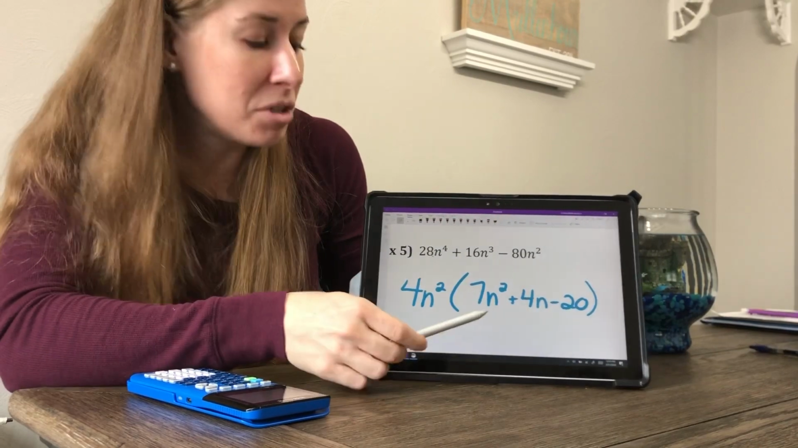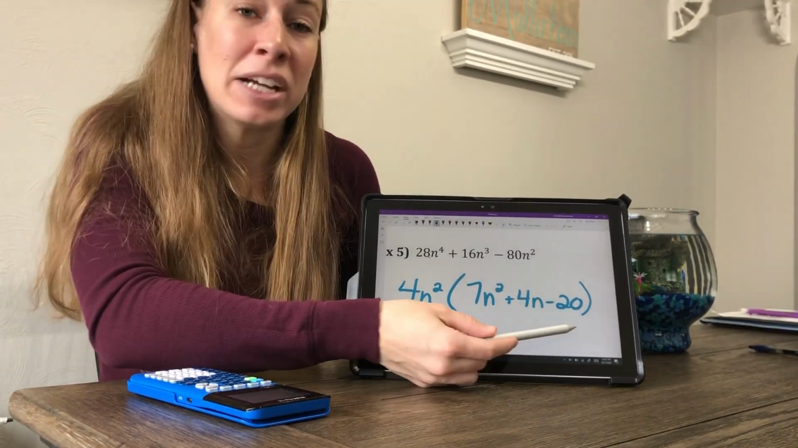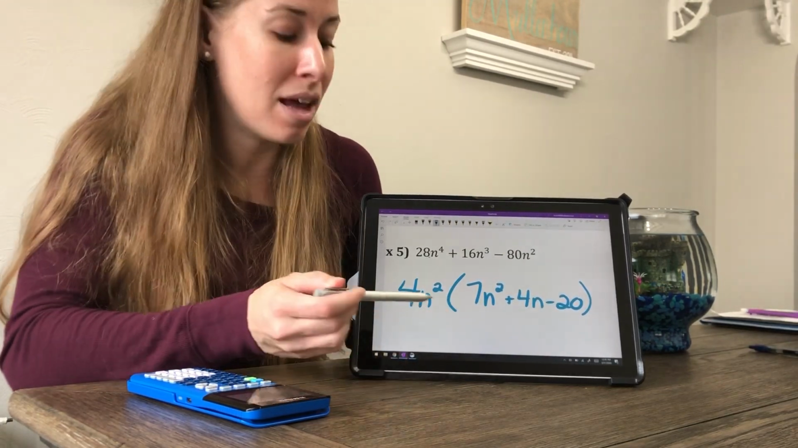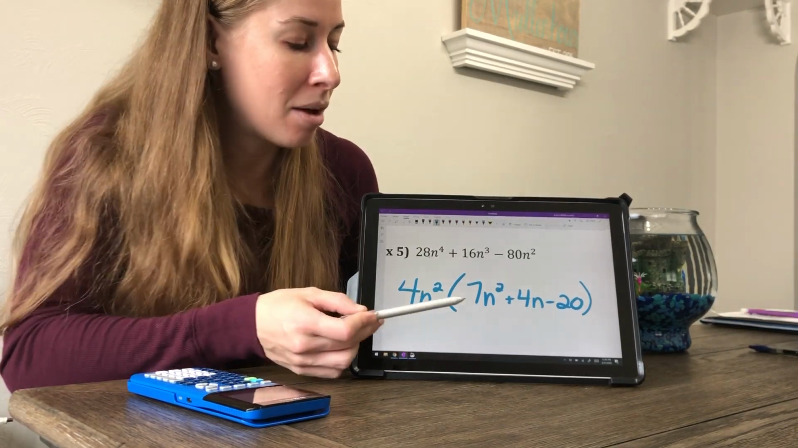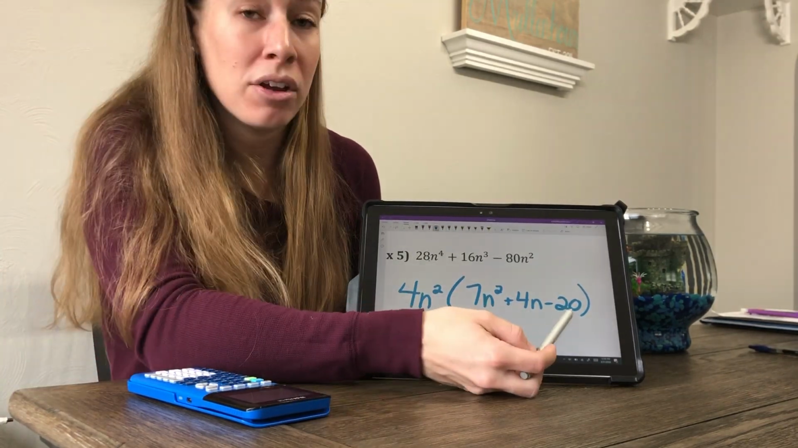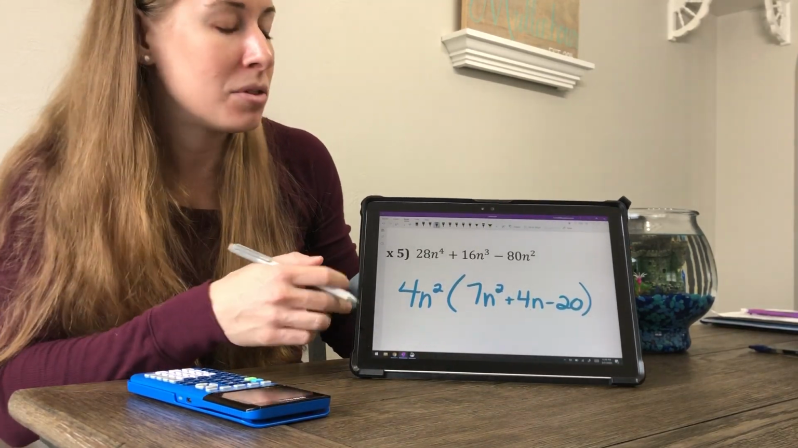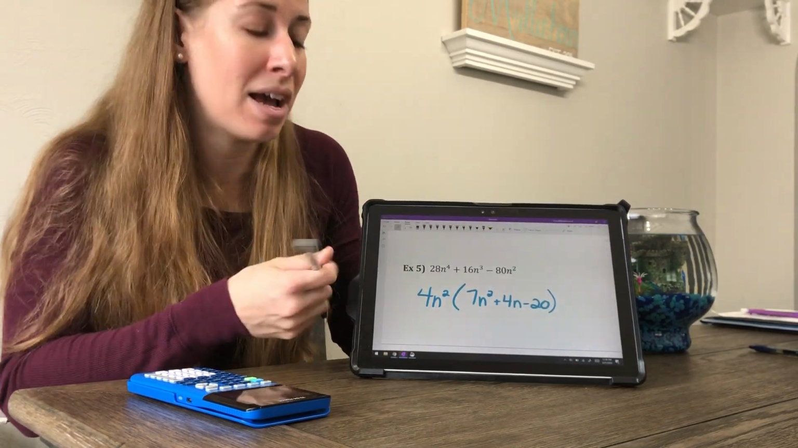You can always double check the part inside your bubble, 7n squared plus 4n minus 20, to make sure there wasn't anything else that could be factored out. If you could, that means that there was actually a bigger common monomial at the beginning that you should have factored out. But we're good there. I haven't taught you yet to see if you can factor that any farther, but eventually in the future I will. So this is factoring out the common monomial, something that each term has in common.